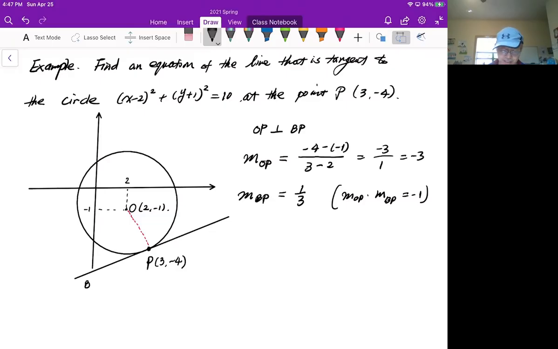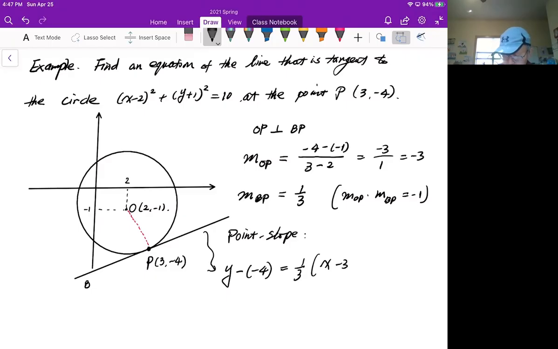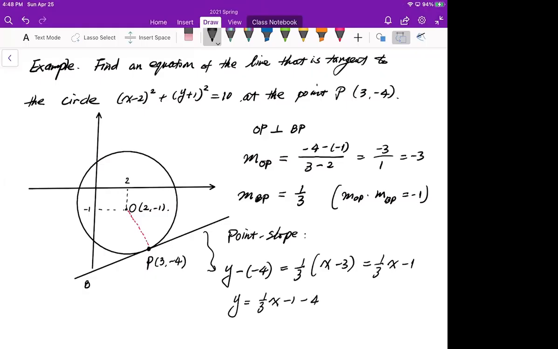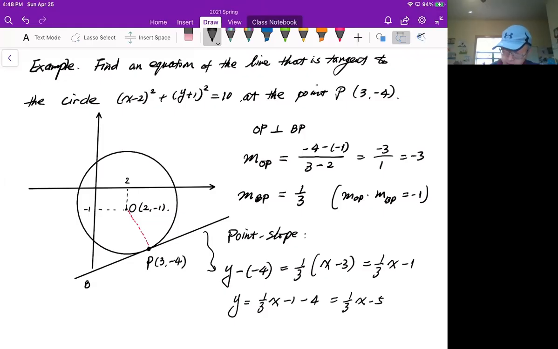Now I can figure out the tangent line immediately, because I have the point-slope formula: y minus y1 equals the slope times x minus x1. Then you can just simplify that. So y minus (negative 4) equals 1 over 3 times (x minus 3). So y is equal to 1 over 3 x minus 1, minus 4. So it's 1 over 3 x minus 5.